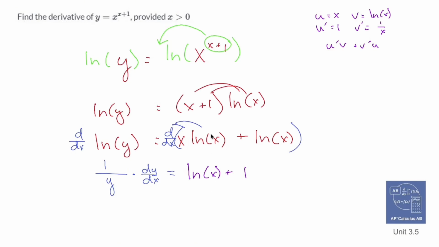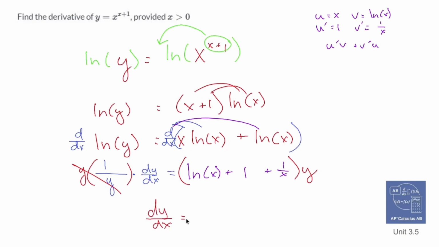Okay? I'm also going to differentiate ln of x with respect to x, which is just 1 over x. Okay? Now, my job is to get dy dx all by itself. So I have to multiply everything by y to get rid of this 1 over y. So it's just going to be regular old distributive property. Multiply everything by y. So finally, dy dx is going to equal y ln of x plus y over x.